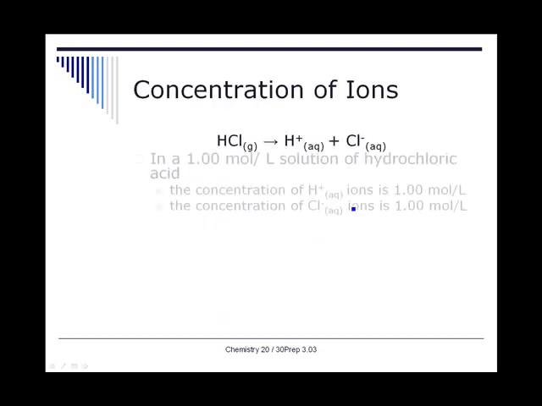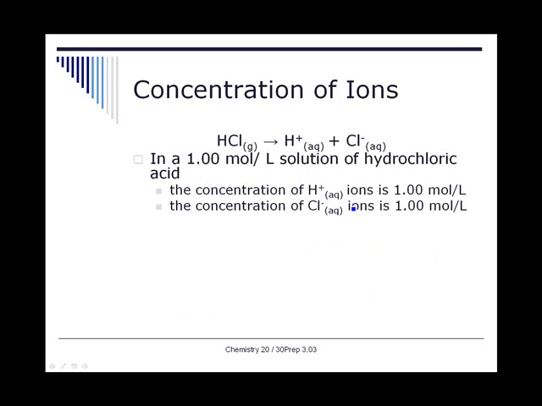So here's an example. If we have hydrochloric acid, or hydrogen chloride, in a 1 mole per liter solution, this 1 mole per liter is referring to the concentration of the molecule, the whole entity. When it enters water, it dissociates, and it forms 1 mole of hydrogen ions for every 1 mole of hydrochloric acid, and it also forms 1 mole of chloride ions. So in this case, our mole ratio is always 1 to 1, which means the concentration of our compound is going to be equal to the concentration of both of our ions.